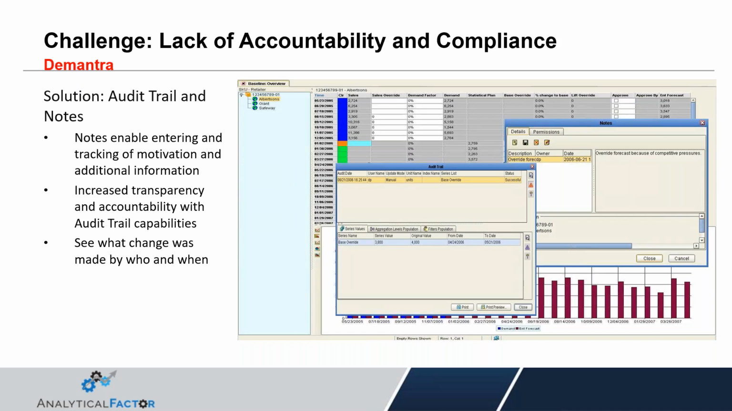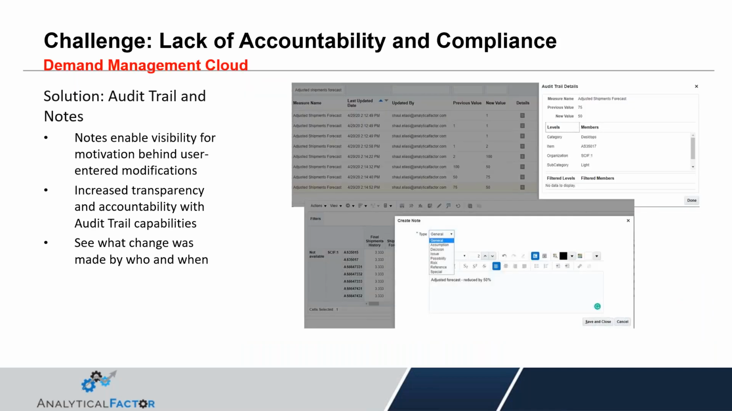It helps you trust the forecast better. And at the end of the day, we need to know who changed something and when that information is available. DM Cloud does it a little differently, but again, it's a very similar mechanism. You can have notes and you can have an audit trail where you can see what was changed. So we had 75, it got changed to 50, what levels it changed at, and who changed it. So that's all very useful, just to have that information. Hopefully you don't need it very often, but when you do need it, it's extremely useful.